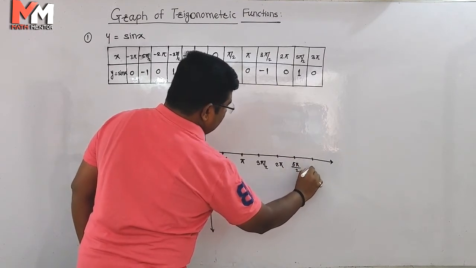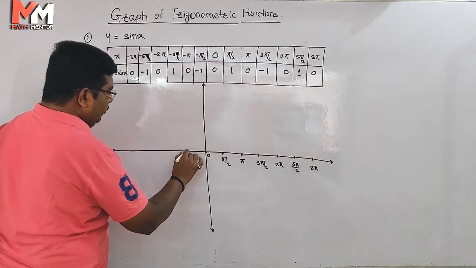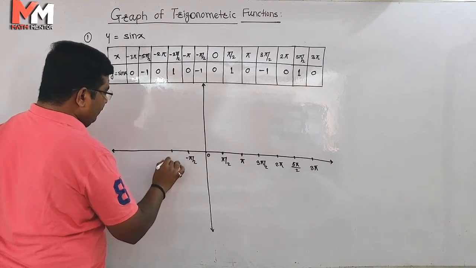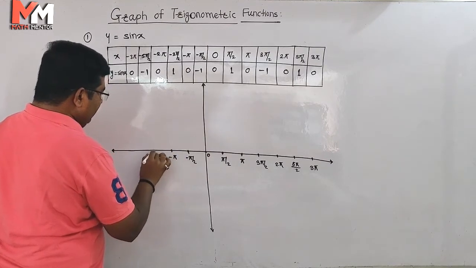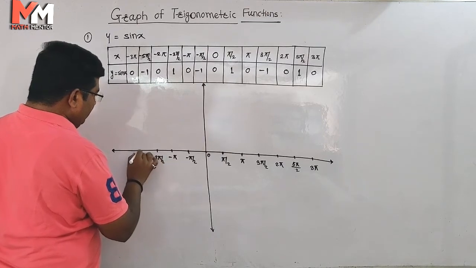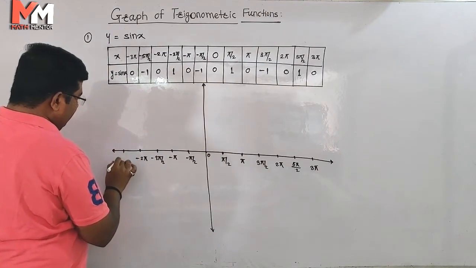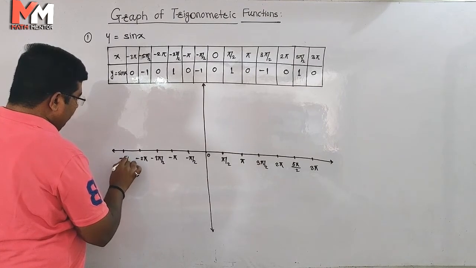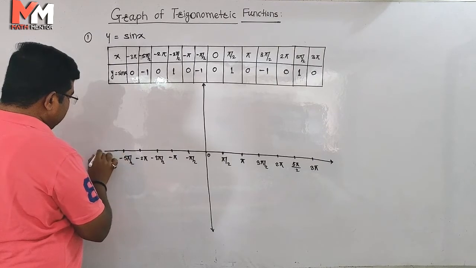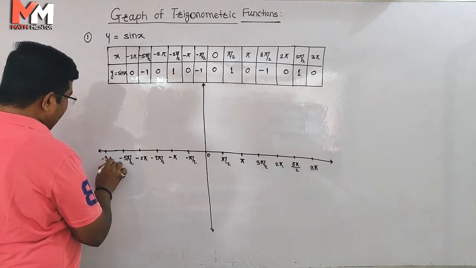This is 3 pi. Similarly, to the left hand side, negative values: minus pi by 2, minus pi, minus 3 pi by 2, minus 2 pi, minus 5 pi by 2, and last is minus 3 pi.